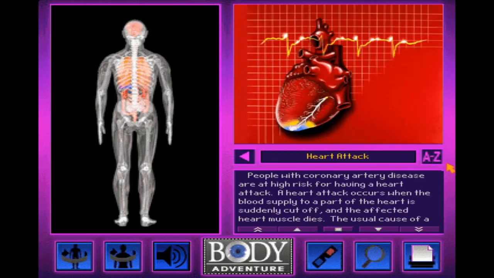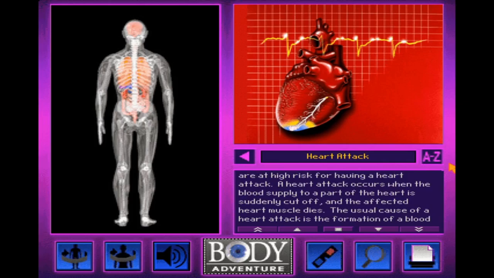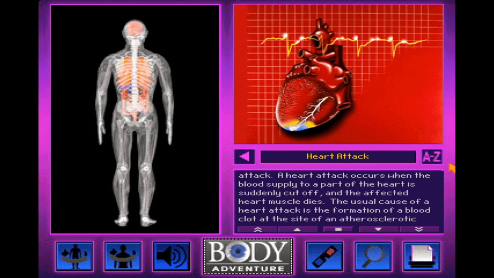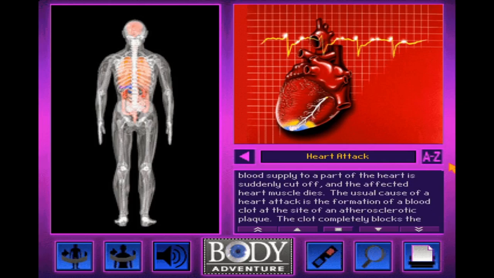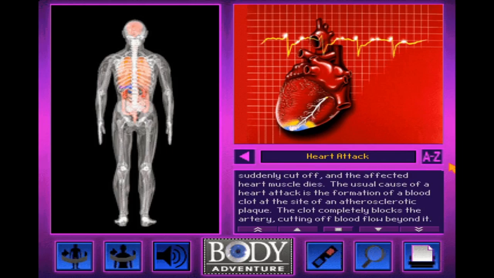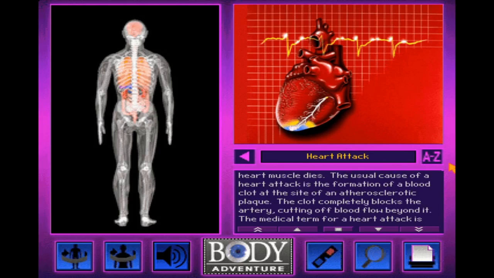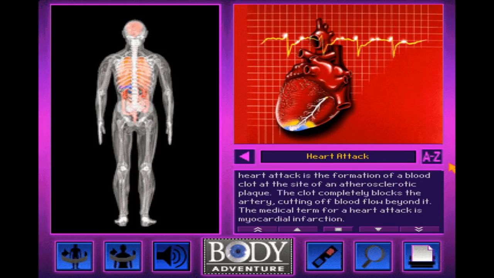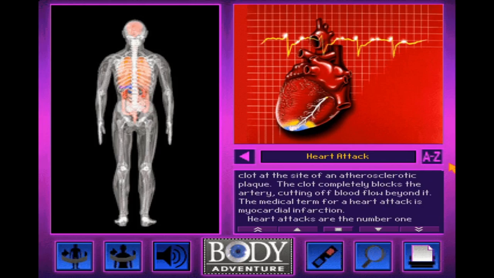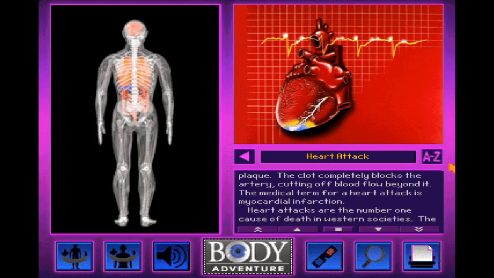Heart attack. People with coronary artery disease are at high risk for having a heart attack. A heart attack occurs when the blood supply to a part of the heart is suddenly cut off and the affected heart muscle dies. The usual cause of a heart attack is the formation of a blood clot at the site of an atherosclerotic plaque. The clot completely blocks the artery, cutting off blood flow beyond it. The medical term for a heart attack is myocardial infarction.